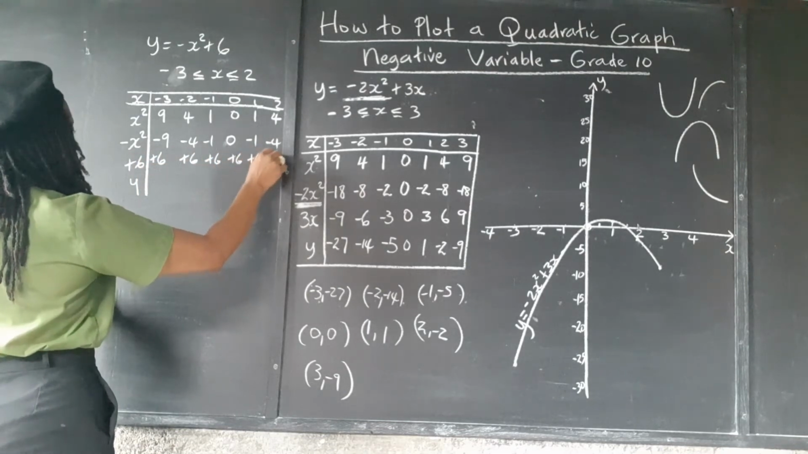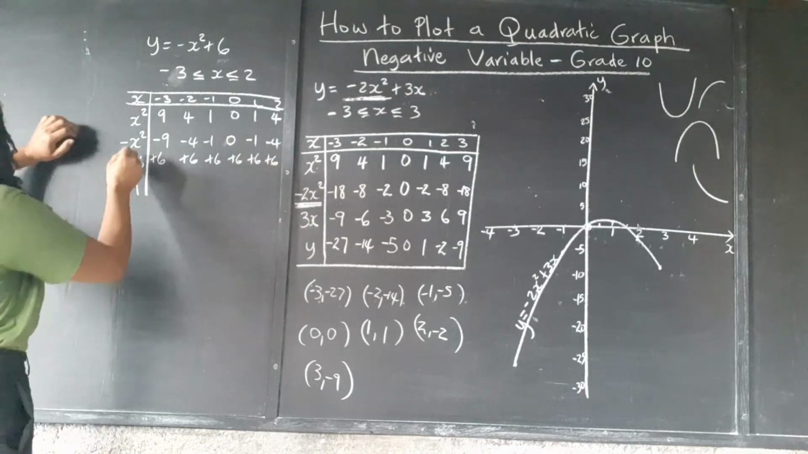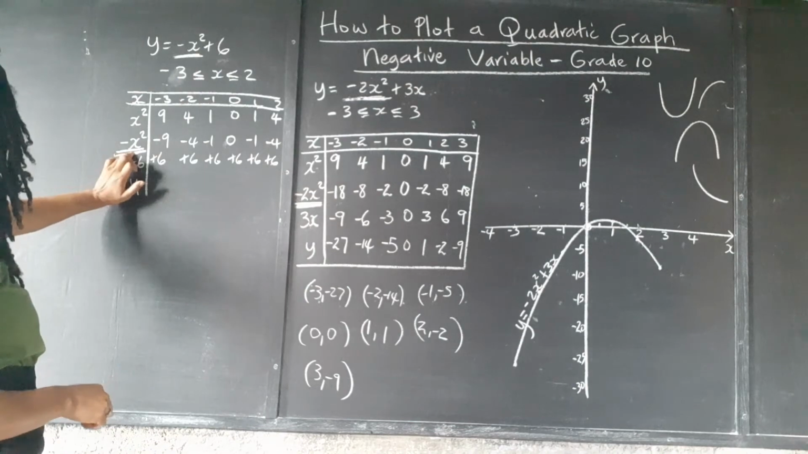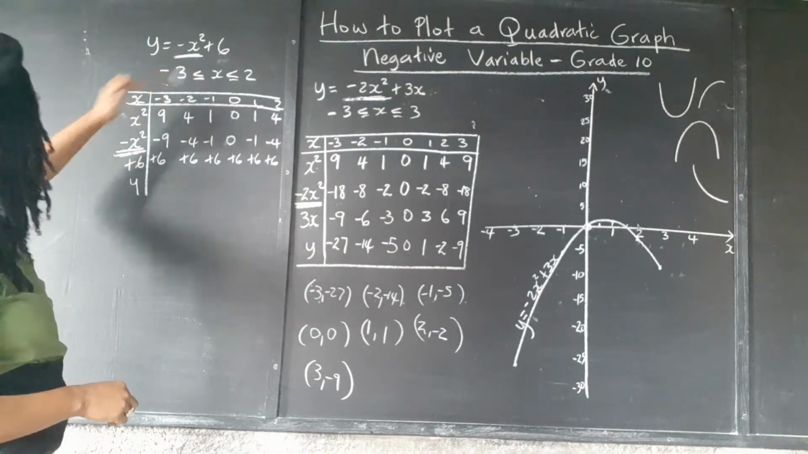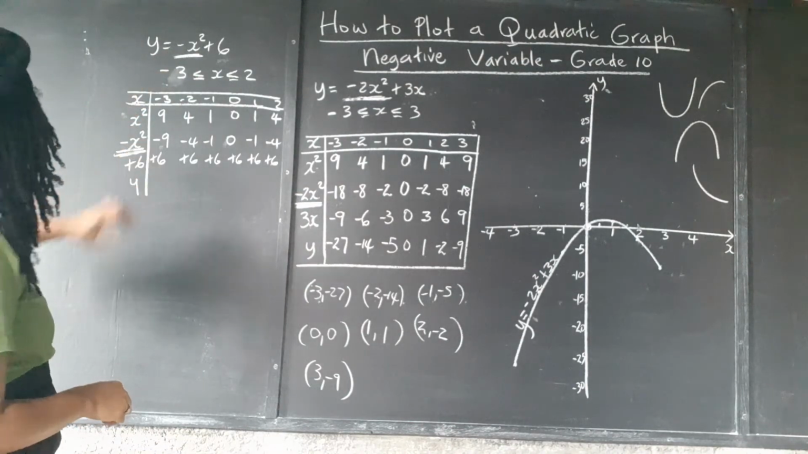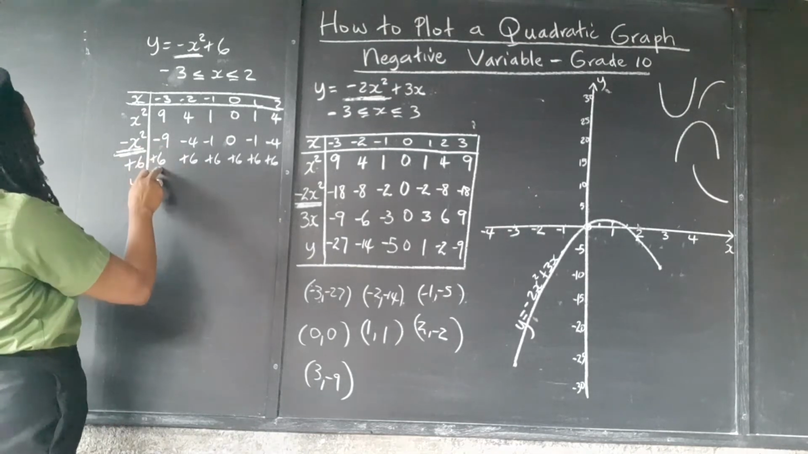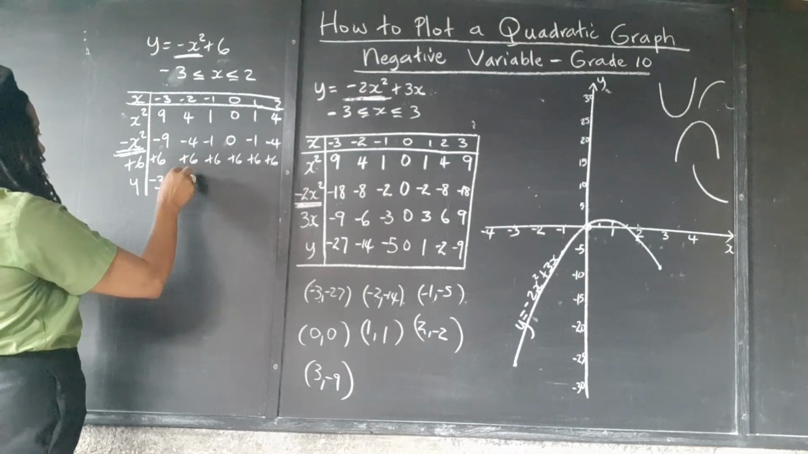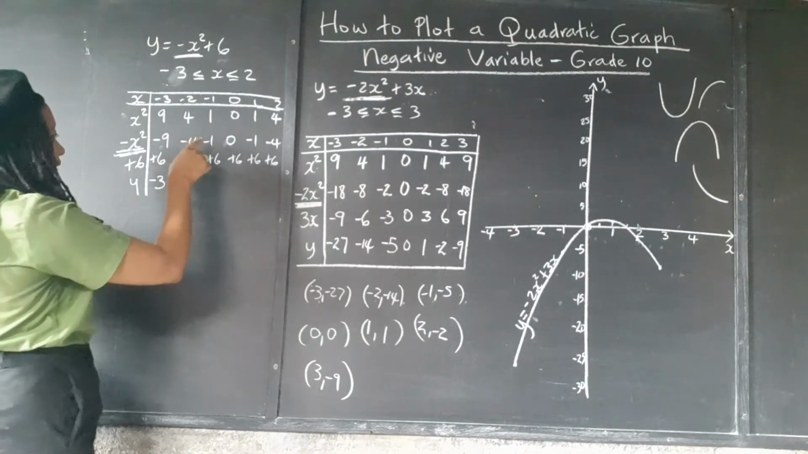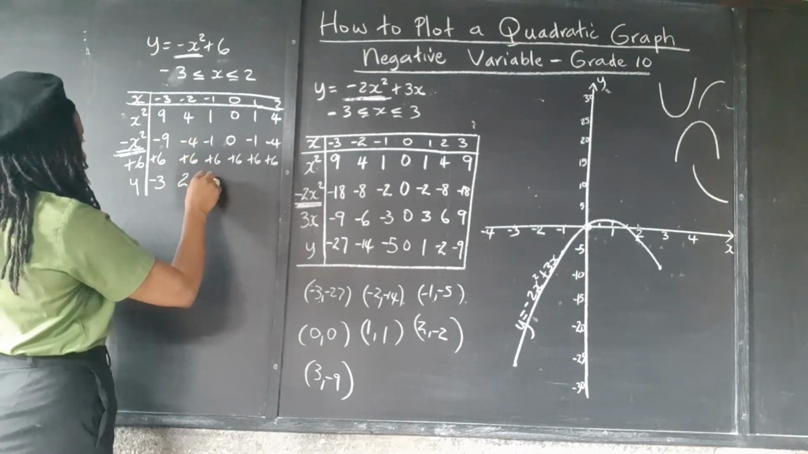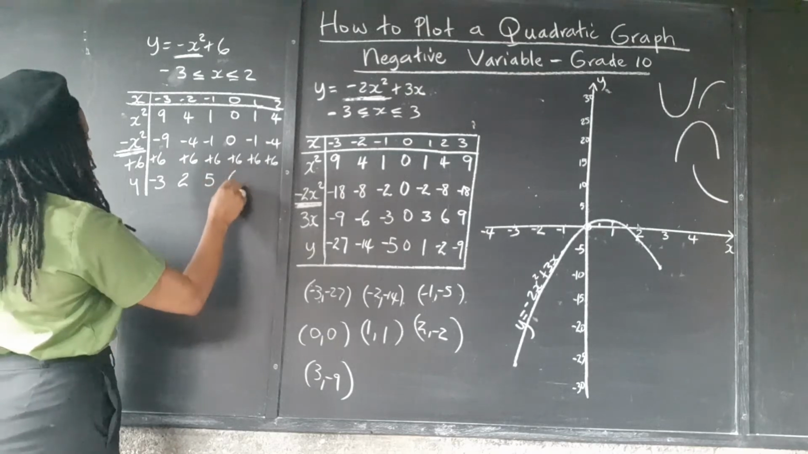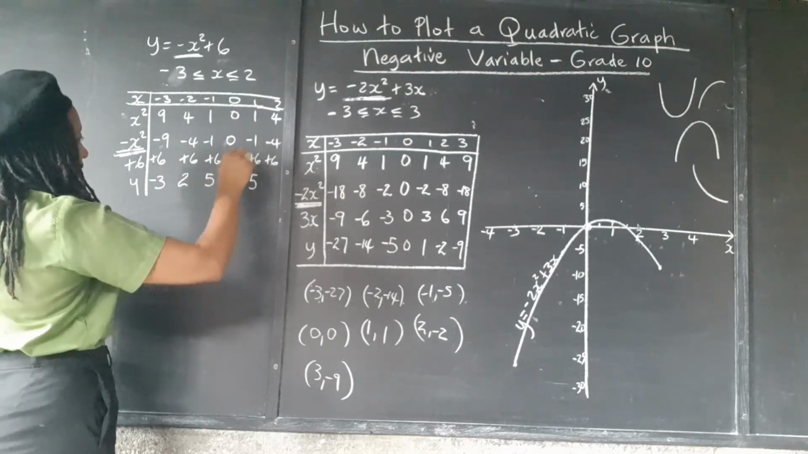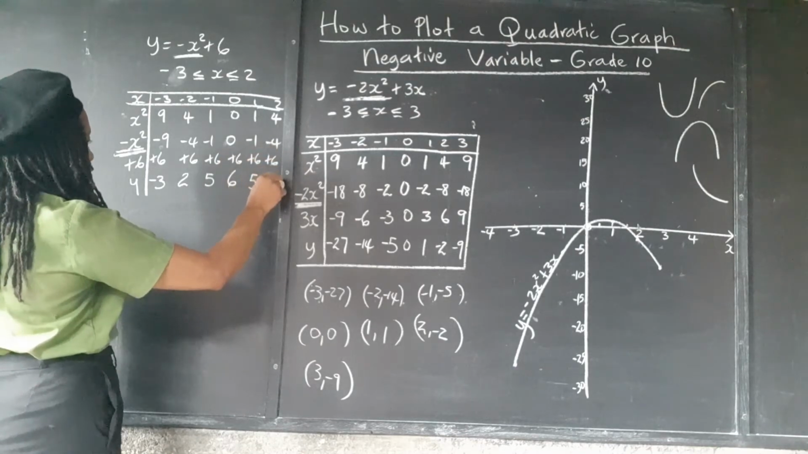So finally we can get our y values. So we start here, wherever the equation started, that's where we start. Not here. Negative x squared, this is where we start. So negative 9 plus 6, that's negative 3. Negative 4 plus 6, that's positive 2. Negative 1 plus 6, that's 5. 0 plus 6 is 6. Negative 1 plus 6, that's 5. And negative 4 plus 6, that's positive 2.